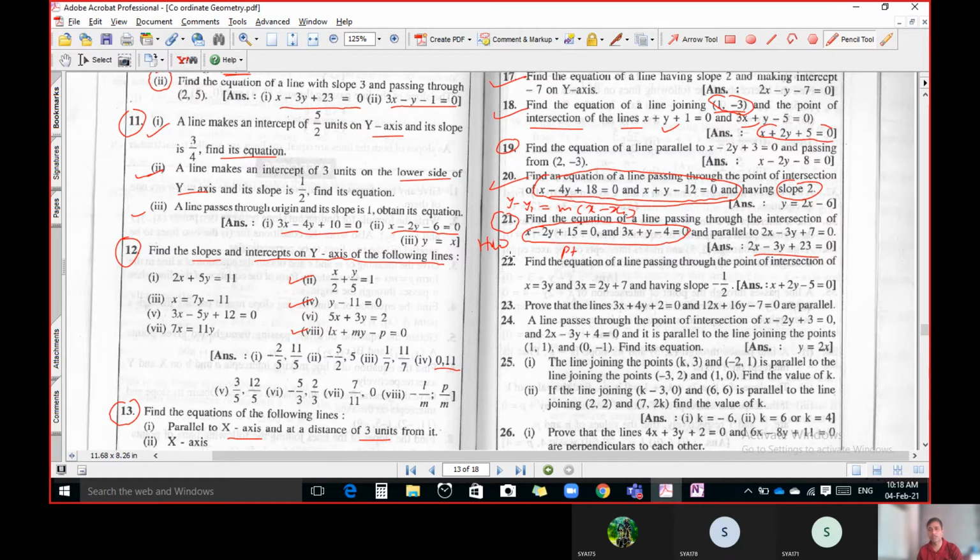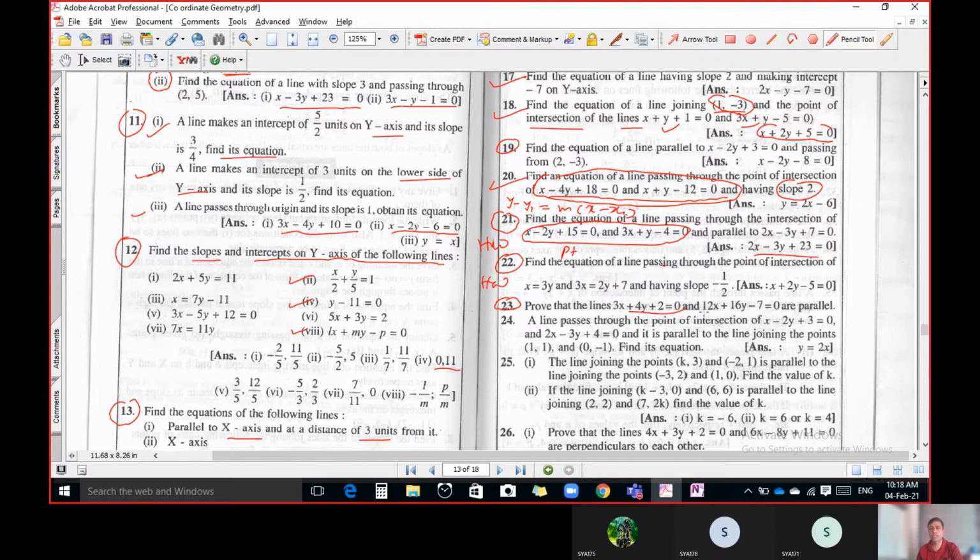Okay, now this question 22. Find the equation of a line passing through the point of intersection of this and this. So solve these two equations. You will get 1 point. The slope is already given, so once we get 1 point and the slope, you are able to find out the answer. So consider this also your homework. Okay, let us do question number 23.